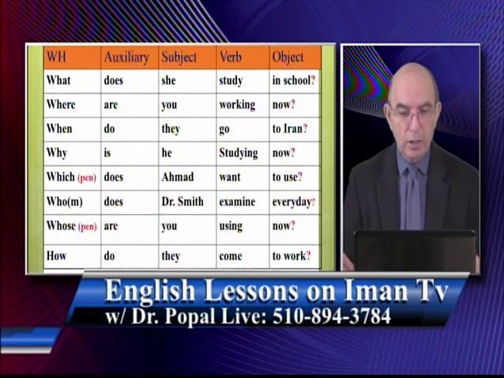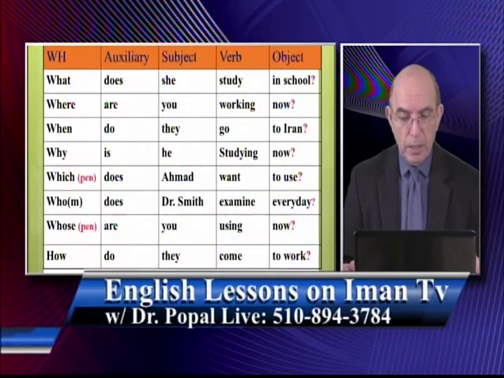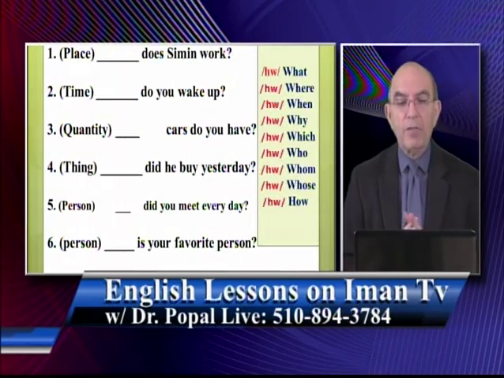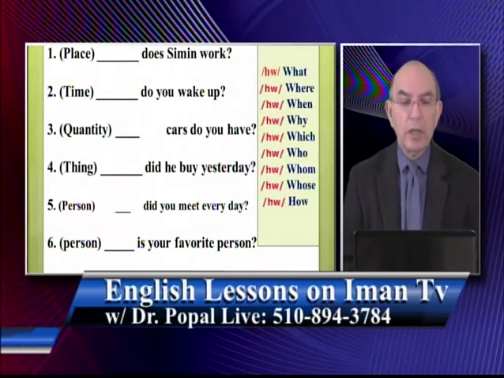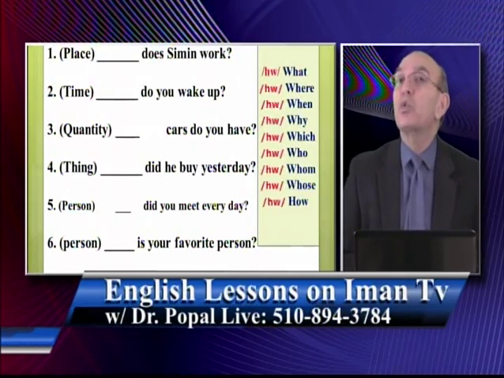So you have a choice. Whom does Dr. Smith examine every day? He examines this patient, so you need to mention the object. Whose pen are you using now? And how do they come to work? Now, I have some questions for you. Choose a WH question word and use it in the following spaces. So there is a question, and before the question, there are some words like place, time, quantity, thing, person. So you need to see which of these WH words you could use.